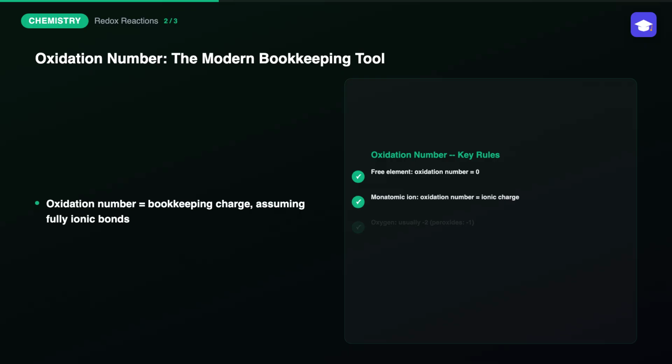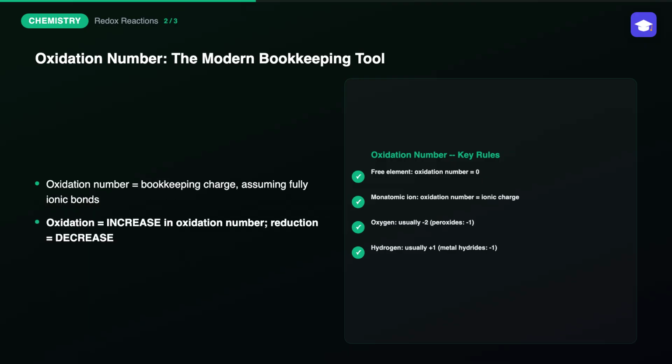The oxidation number, or oxidation state, is a bookkeeping charge assigned to an atom, based on the assumption that every bond is completely ionic, with shared electrons assigned entirely to the more electronegative atom in that bond.